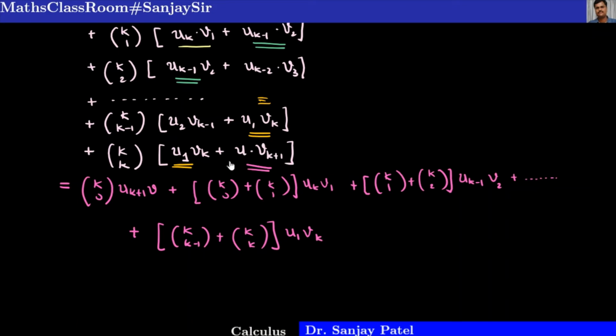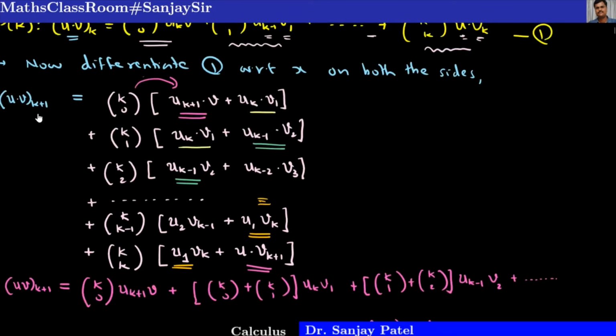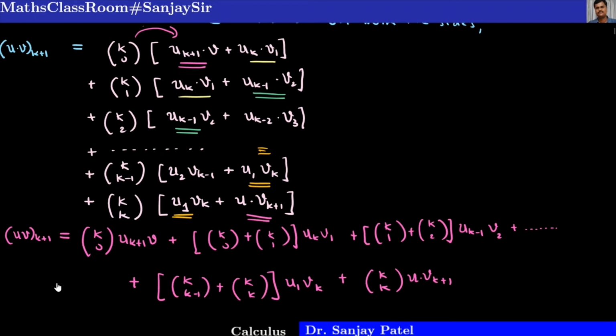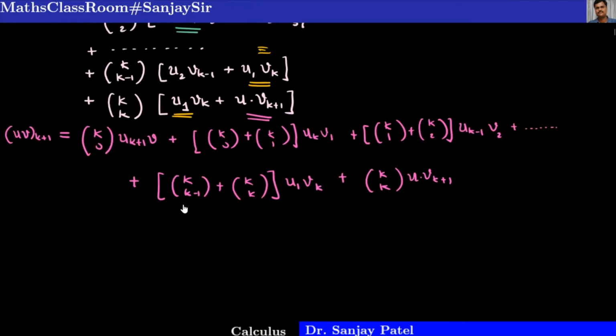And the last term, this term, I am taking separately, which is a single term. That will not go with anything else. So kck u into vk plus 1. So the first term and the last term are single. Other terms we can add and write like this. So what we are getting here is the k plus 1th derivative of u into v. You can see here, this is u into v, k plus 1. So we get this thing. Let us simplify this using the combination rules.